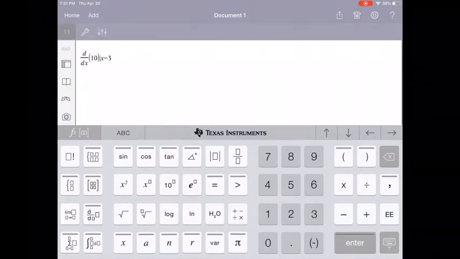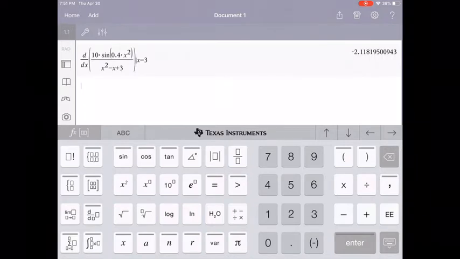So 10 sine 0.4 x squared, since it's x equals 3. So x squared, close parentheses, divided by the quantity x squared minus x plus 3, close parentheses. And there you go. Bam.